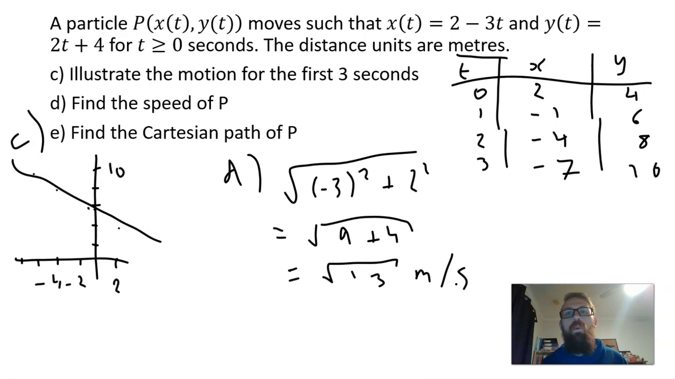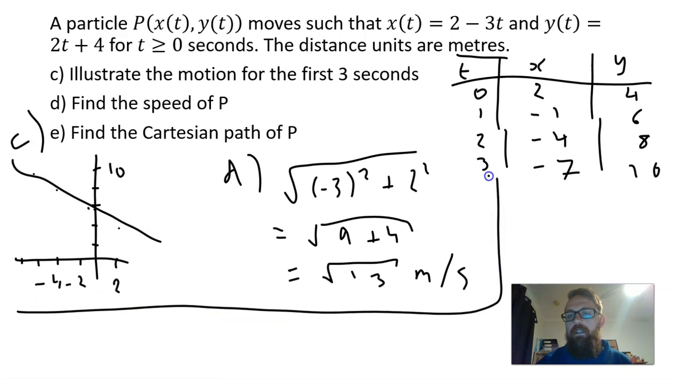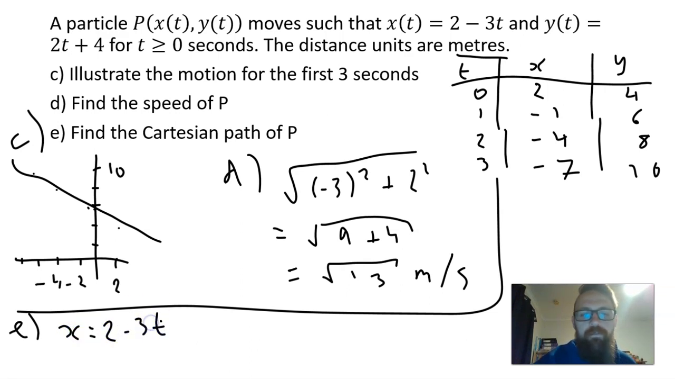Part E, we want to find the Cartesian path. Let's see if I can sneak it in down here. So we want to do part E, find the Cartesian form of it. So we've done this before. We want to find firstly t in terms of x. So if x equals 2 minus 3t, we can take 2 to the other side and divide by negative 3. We get t equals (x minus 2) divided by negative 3.